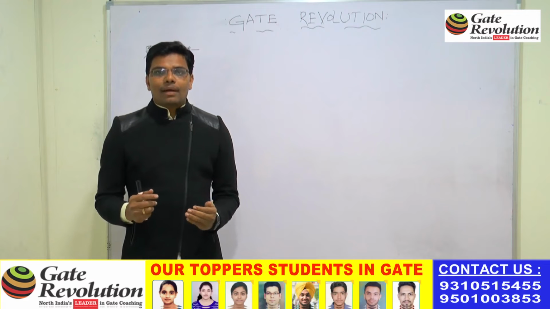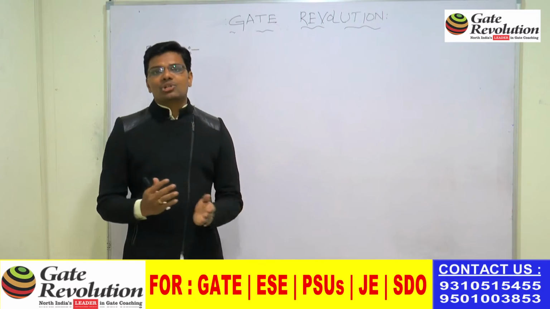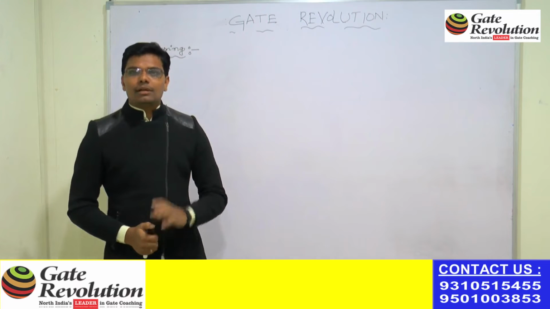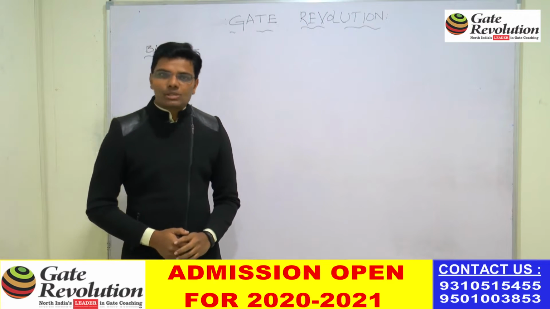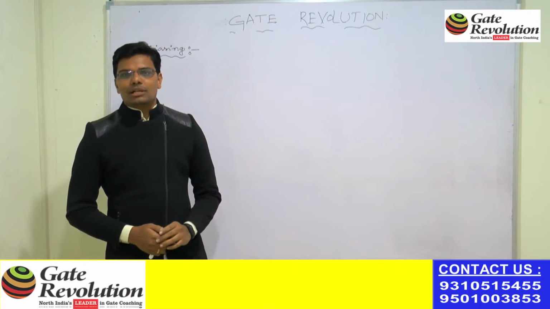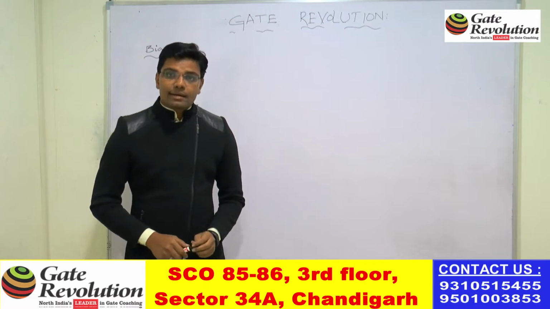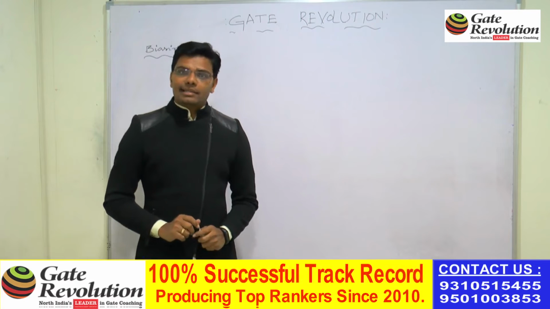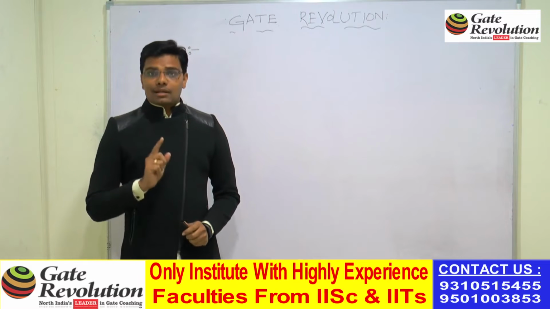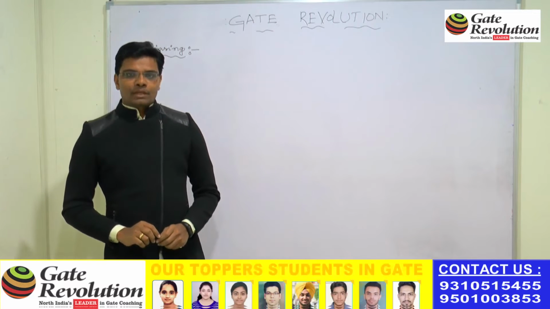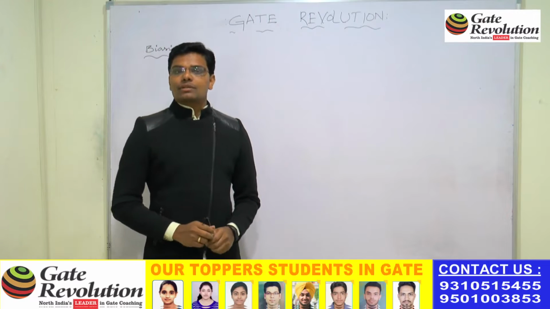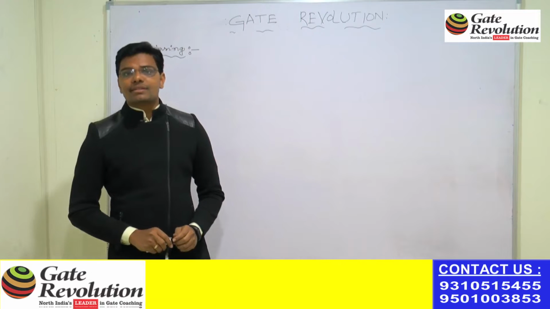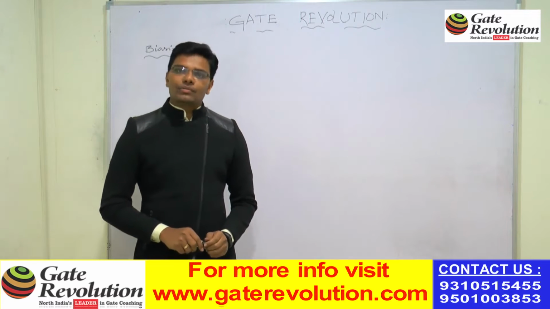Based on the applied DC voltage to the emitter junction and collector junction, we can operate the BJT in four regions. First one is the saturation region. In saturation region, emitter junction is forward biased and the collector junction is forward biased. In this region, transistor acts as an on switch. Second region is the cutoff region. In cutoff region, emitter junction is reverse biased and collector junction is reverse biased. In this region, the BJT acts as an off switch.